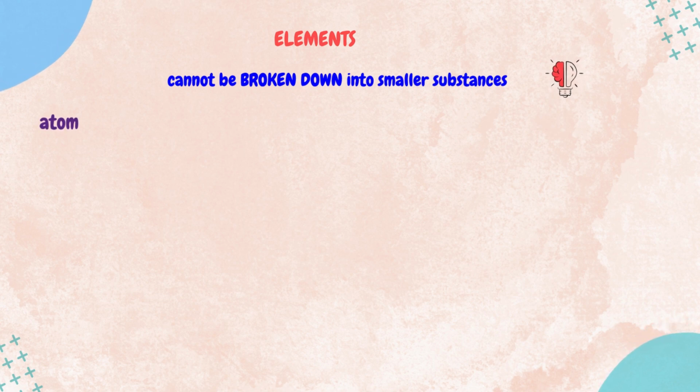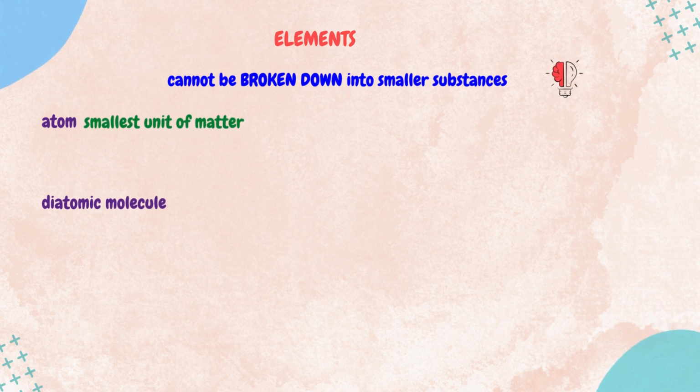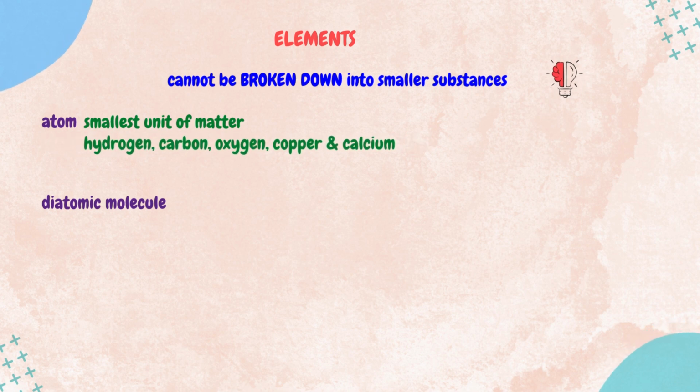Elements exist as atoms, or diatomic molecules. An atom is the smallest unit of matter that has the properties of an element. Picture atoms as the Lego blocks of everything, tiny but mighty. Some examples of atoms are hydrogen, carbon, oxygen, copper, and calcium.